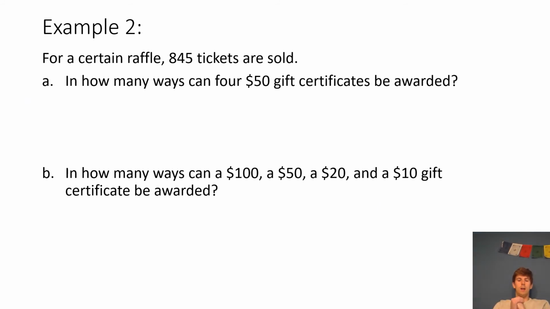All right, so very similar example here. We have a raffle, 845 tickets, just with some bigger numbers here. So in how many ways can 4 $50 gift certificates be awarded? All right, so the prizes are all the same here. So the order does not matter. So this is definitely going to be combinations.